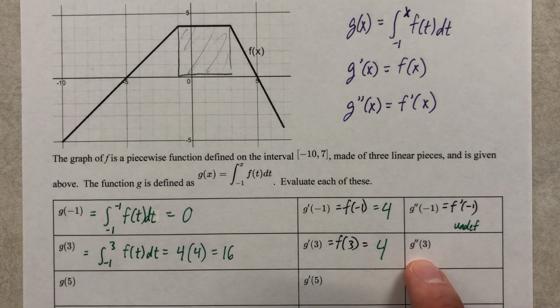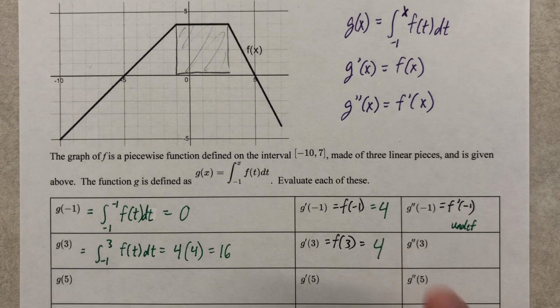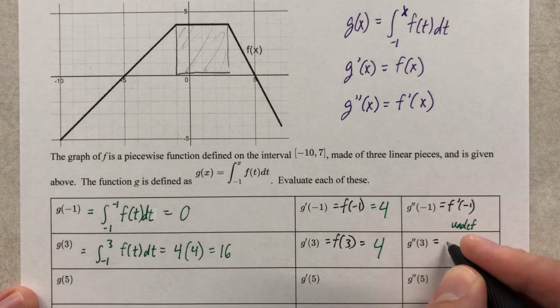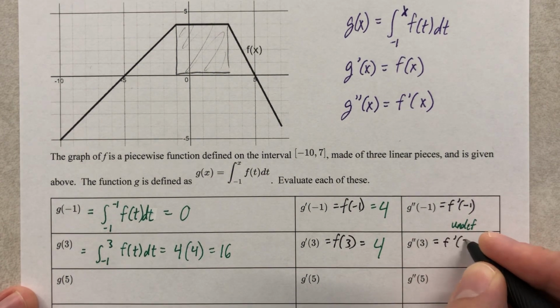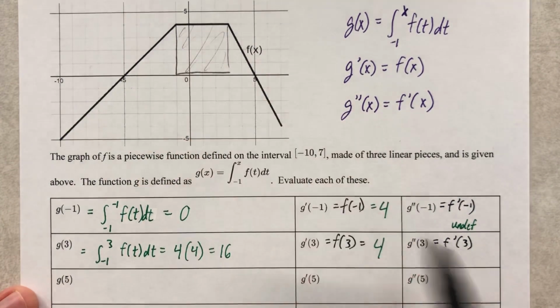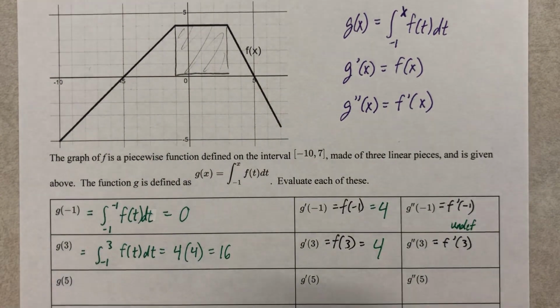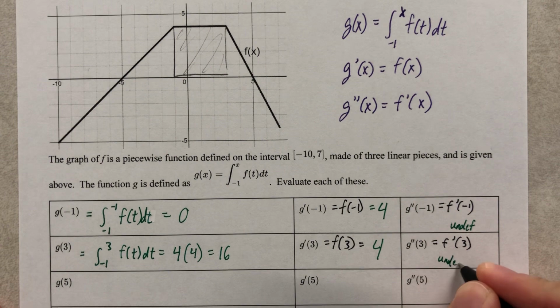Okay, well, g double prime of 3. G double prime of 3 is the first derivative of f. So that tells me I need to find the slope of this function that I'm looking at 3. And I think you can see where this is going. It's similar to the last problem, undefined.